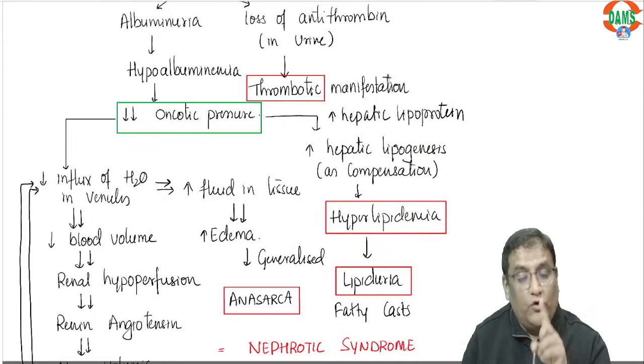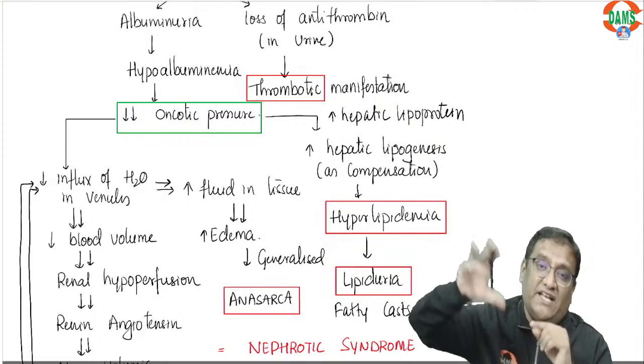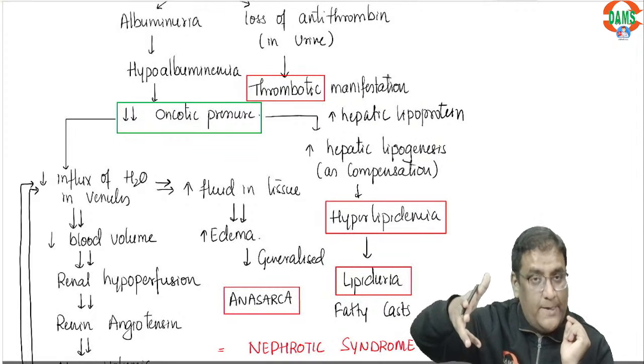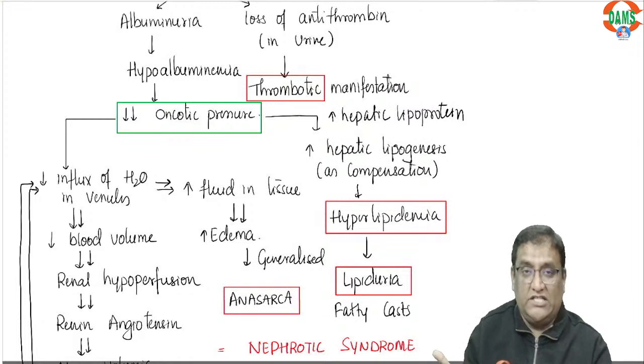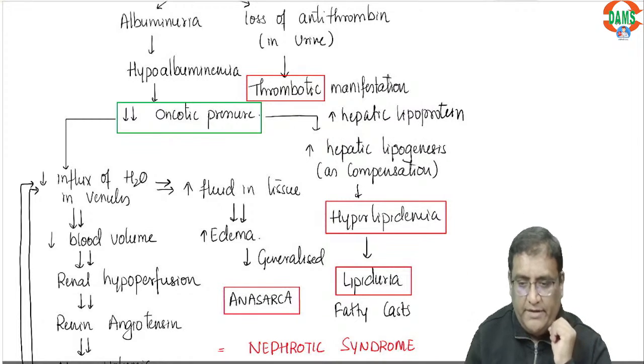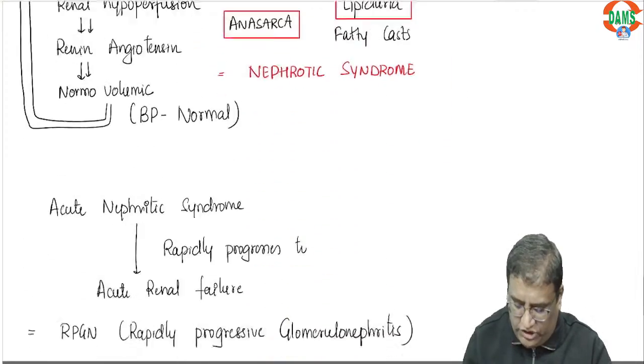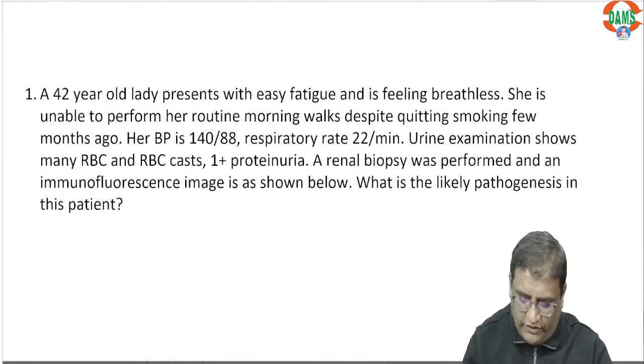Remember, don't get confused. A glomerulonephritis manifesting as nephritic will show what? RBC cast. One which is showing nephrotic will show what? Fatty cast. Some diseases can have both also, by the way, right? Yes. So let me take one question here. Let me look at one of the questions.